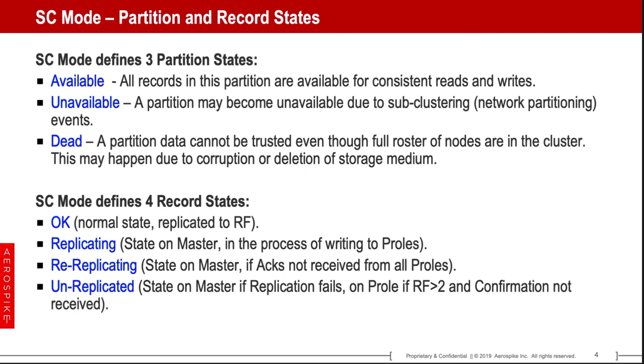Re-replicating indicates that a failure has occurred. We have to recover by re-replicating the data. It's a state on the master. This occurs if the acknowledgments from replicating have not yet been received from all of the proles or replicas. And finally, unreplicated means different things depending on the object. For a master, it means that replication has failed. For a prole or replica, if the replication factor is greater than 2, it means that confirmation has not yet been received from the master.